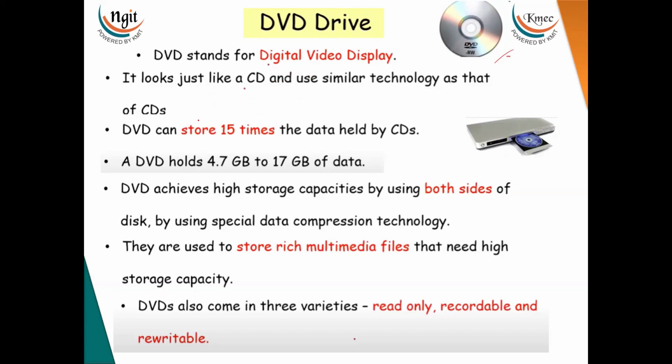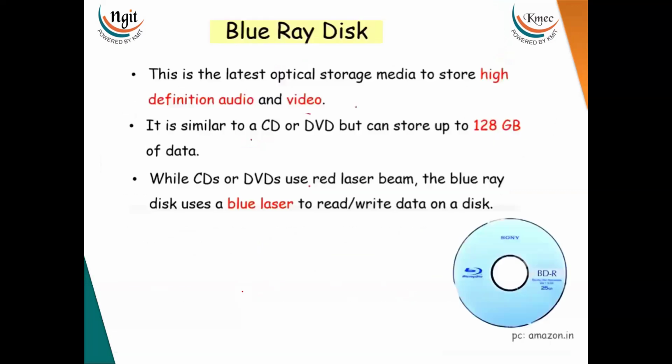Now, the technology is also similar, but the storage capacity is 15 times that of the CD, and it holds data from 4.7 GB to 17 GB. The DVD achieves high storage capacity by using both sides of the disk and a special data compression technology. These DVDs are also available in three varieties: read only, recordable, and rewritable. Just as we discussed under the CD, similarly, DVDs are also available in these types.